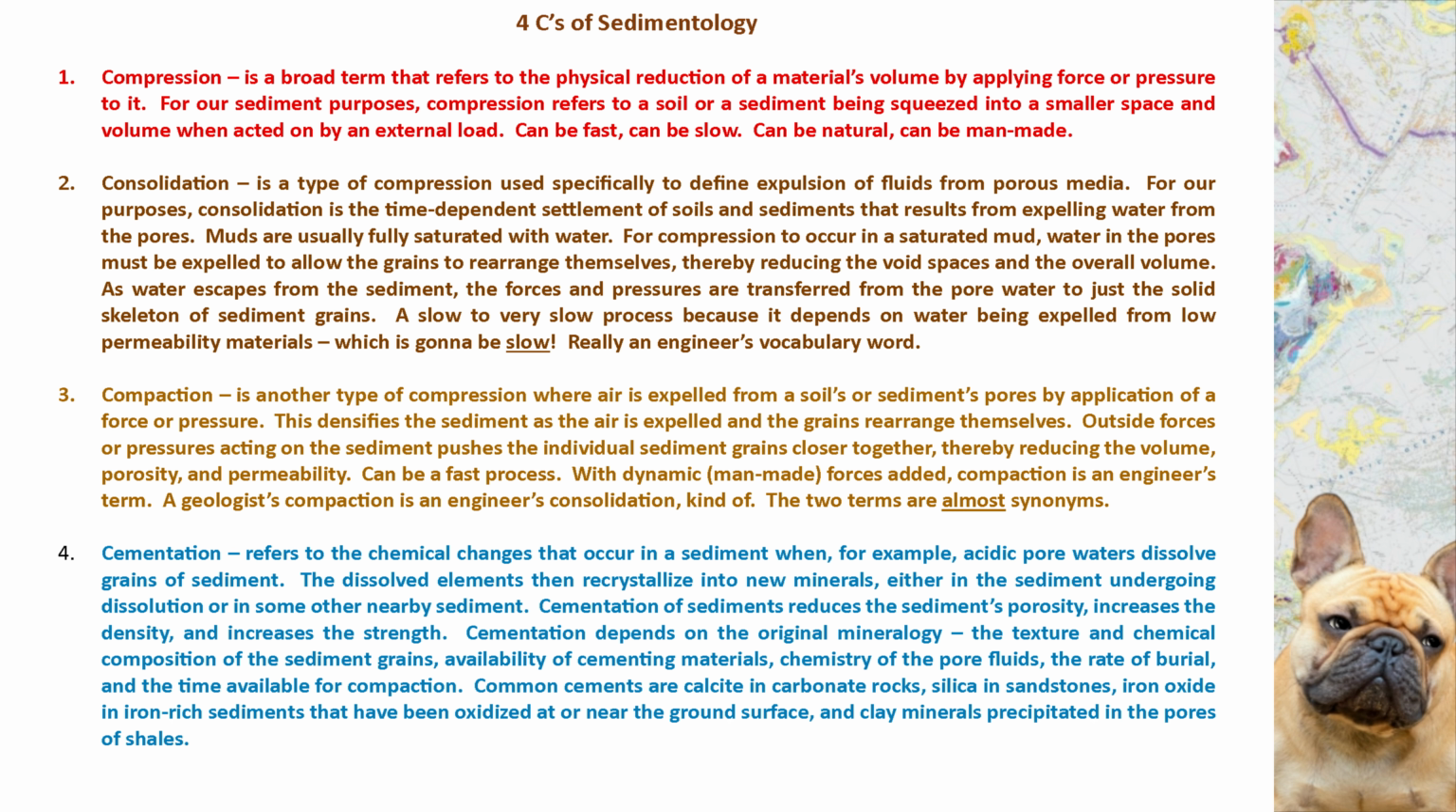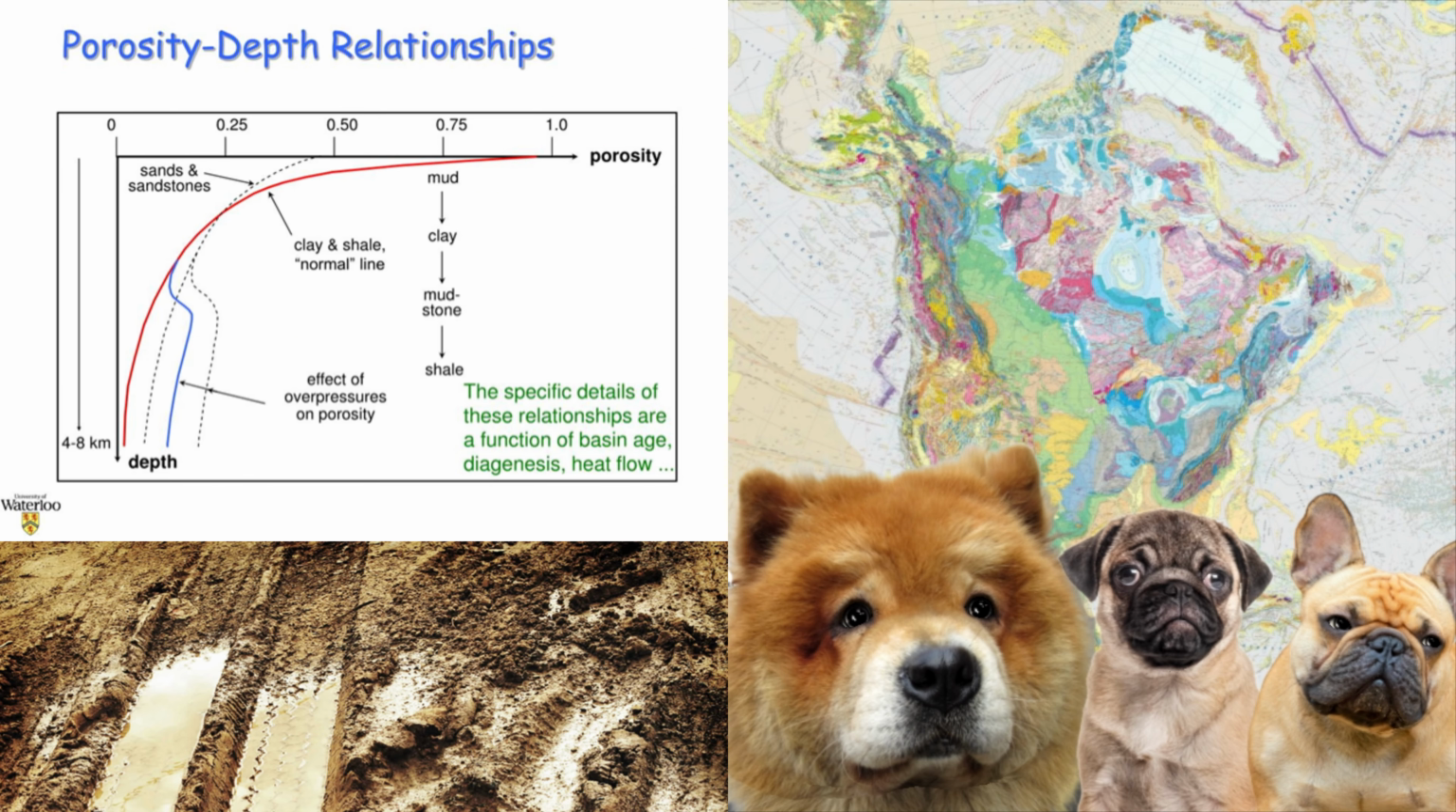Compaction is another type of compression where air is expelled from a soil's or sediment's pores by application of a force or pressure, which pushes the individual sediment grains closer together, densifying the sediment as the air is expelled. Volume, porosity, and permeability are all reduced. A geologist's compaction is an engineer's consolidation. Kinda sorta. Cementation occurs when pore waters dissolve grains of the soil or sediment.